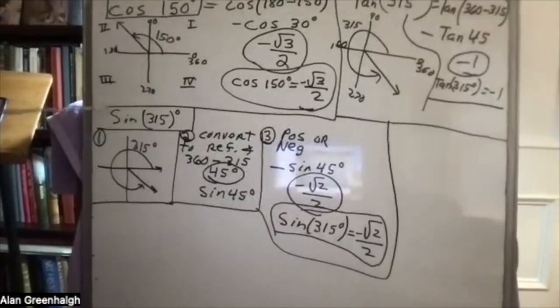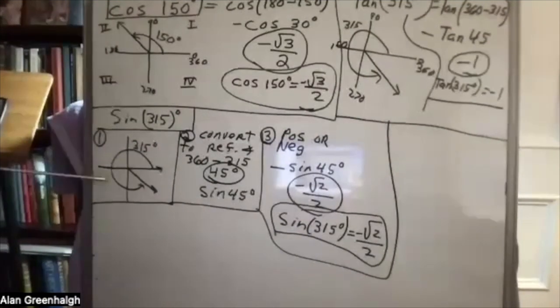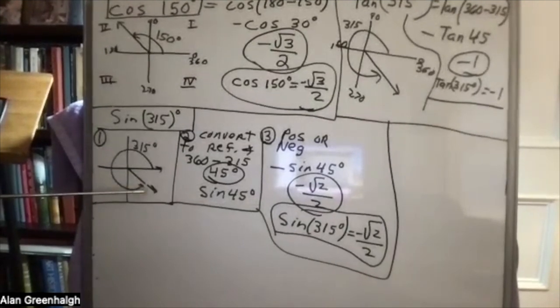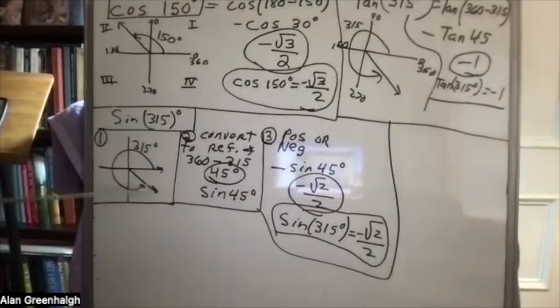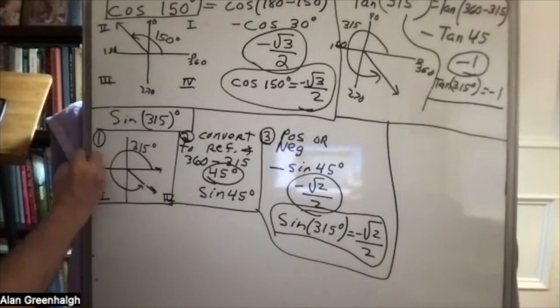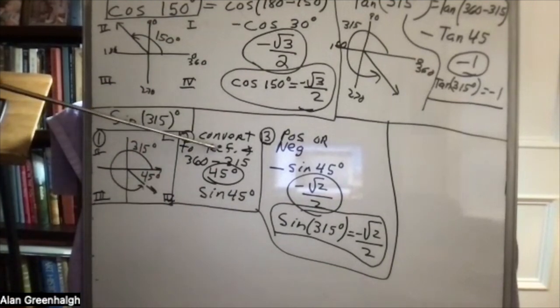Let's do it again. The sine of 315. Step 1, sketch the angle. This is an important step because it tells us what quadrant it's located in. So this first step is very important to tell us exactly where this angle is going to be located. Well, there it is. It's going to be this angle, actually, which is 45 degrees. Then convert to a reference angle. It's going to be 360 minus 315 is 45. Put the 45 over there.